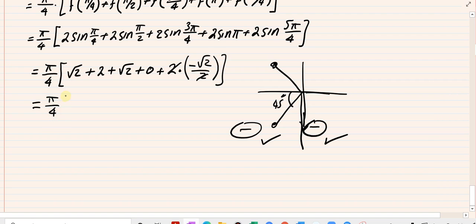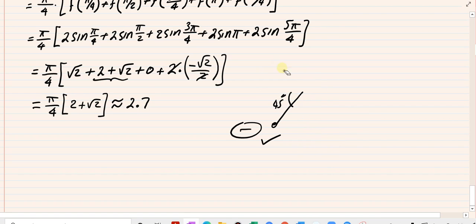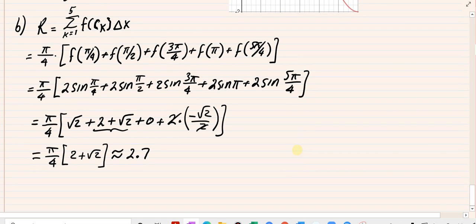All said and done, this would be pi over 4 times the sum. The negative root 2 and root 2 add to 0, so I just have 2 plus root 2. Square root of 2 is about 1.4-ish, so this would be 1.4 plus 2, 3.4 times pi divided by 4. On my calculator, I get about 2.7 for the answer here. And there you have it. That's part B of that exercise.